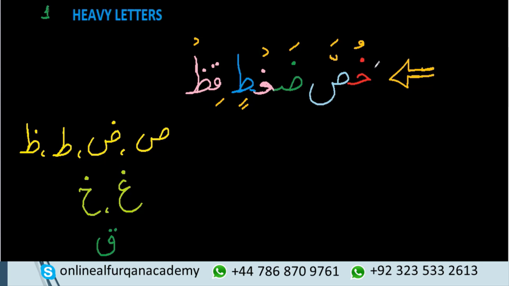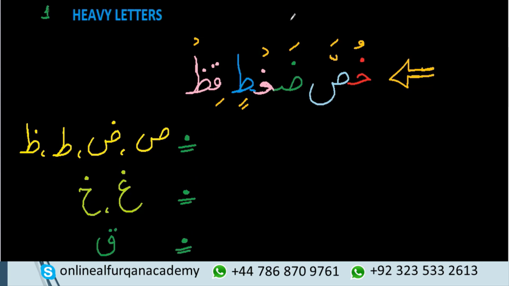So either you can memorize these 7 letters in this way, like khussa daqtin qid, or you can memorize in this way, like sa da ta za, the first group, and then second group ghain kha we can make, and then in the last group we have just 1 letter. So these 7 letters all the time we have to pronounce with thicker sound.